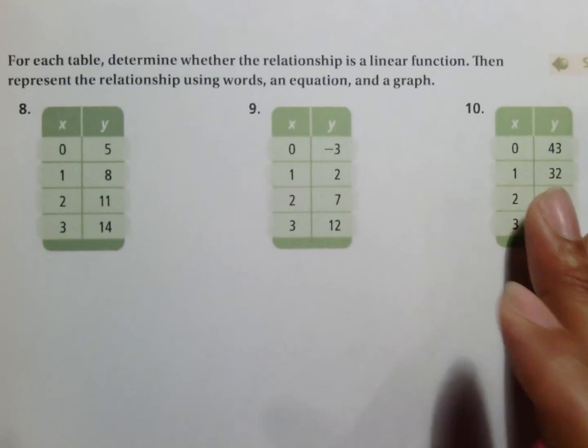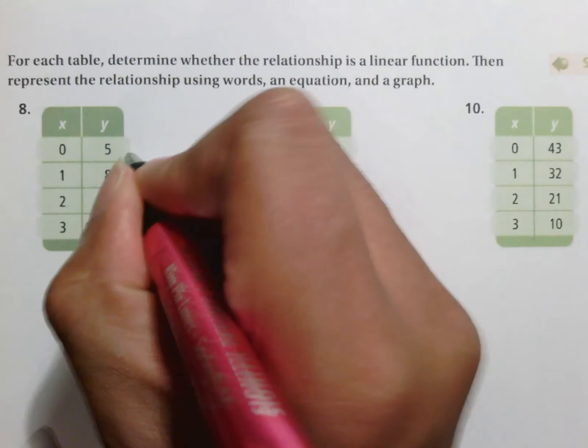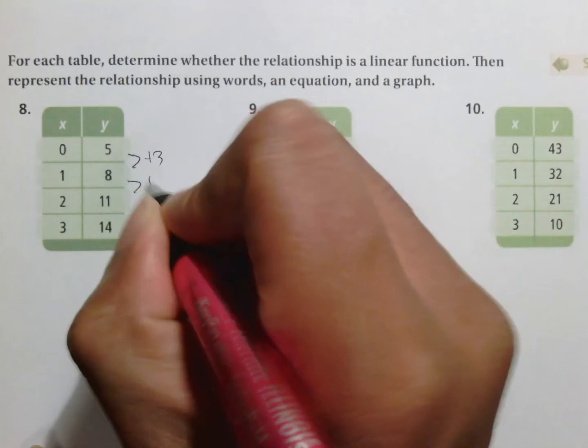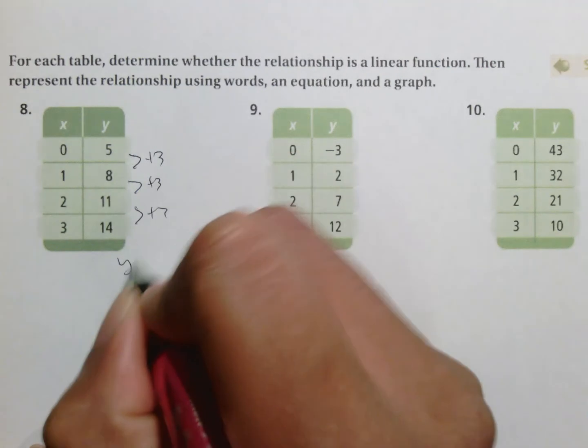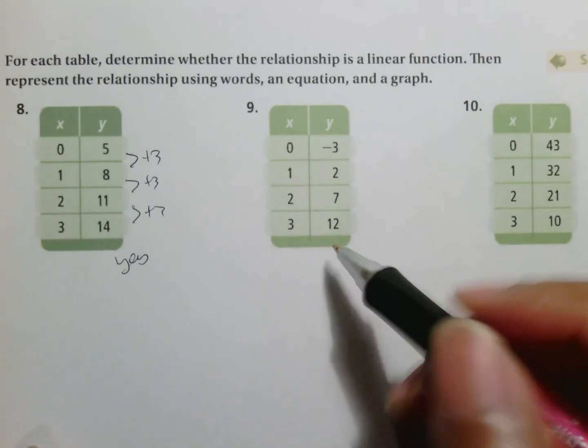Not going to do the relation or the equation, but I do just want to make sure you understand. If it says determine if it's linear, just look at the difference. Plus 3 here, plus 3 here, plus 3 here. The answer is yes. And then of course you would do 3x plus something to figure that out.